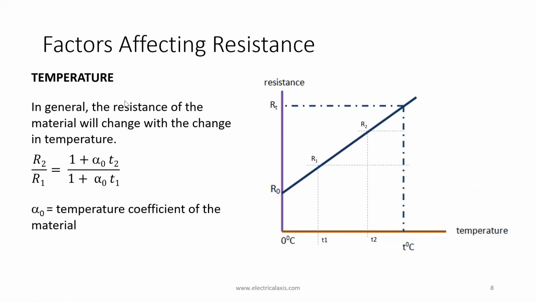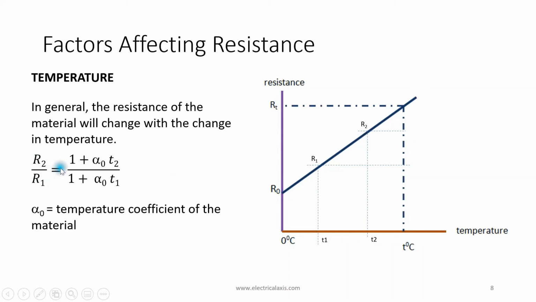Finally, we are going to discuss the temperature as one of the factors that affects the value of the resistance. In general, the resistance of the material will change with a change in temperature, and this principle is described in this figure. As we notice that as the temperature is increased, the value of the resistance will also increase, and the change can be traced in a linear path. Now in this process, we can use this equation.